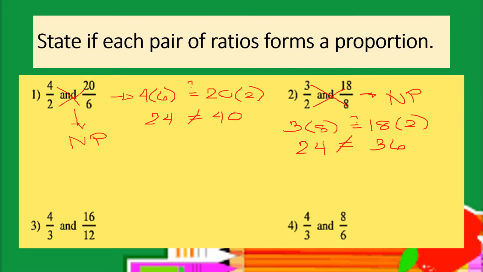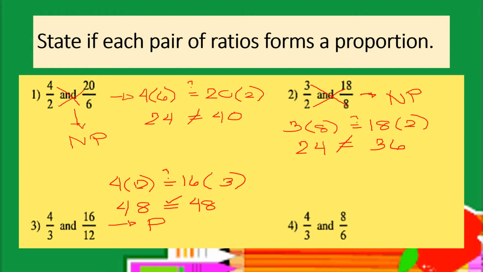For the third one, we have 4 times 12. Is it equal to 16 times 3? 4 times 12 is 48. 16 times 3 is also 48. Meaning 48 is equal to 48. So this indicates that this pair of ratios is a proportion.